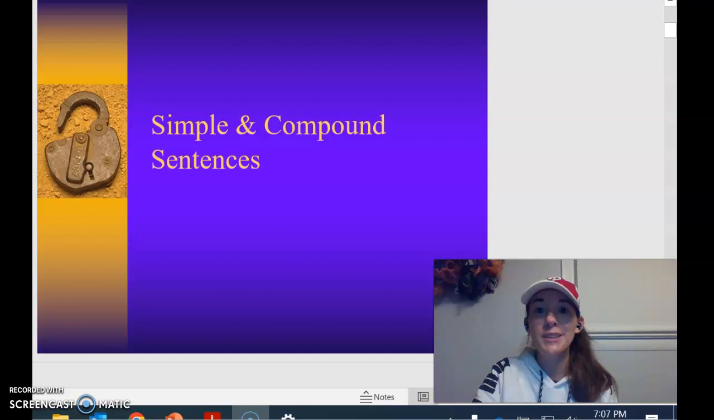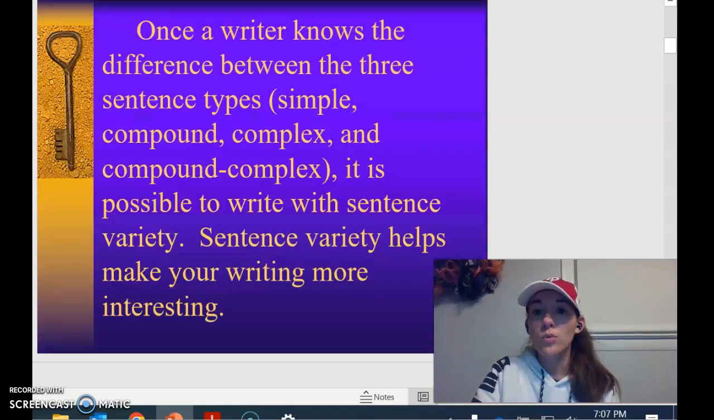Today we are going to be talking about simple and compound sentences. So just so you're aware, the reason that we are talking about simple and compound sentences, and then in the next video we'll talk about complex and compound complex sentences, is because knowing the variation of sentences allows you to create more variety within your writing structure, therefore making your writing more interesting for your reader.